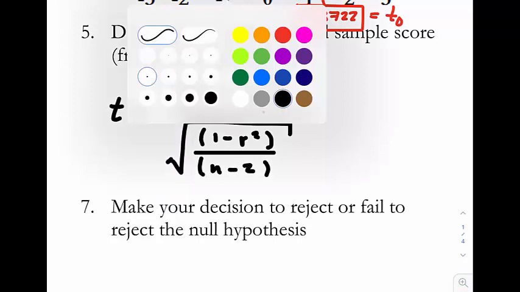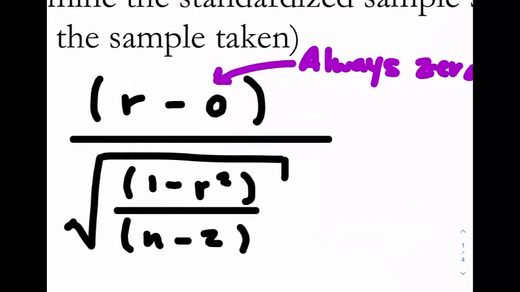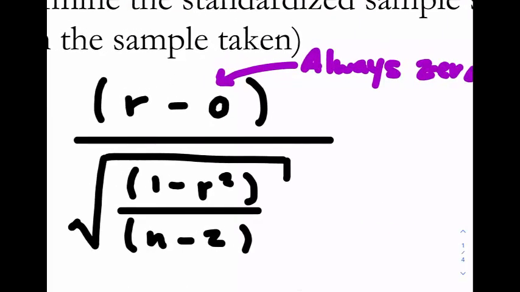One of the things to point out here, just like it was with the dependent means, is that this will always be 0. Again, that's because we're assuming that rho is equal to 0. That's the claim, and we've done that before, like in chapter 9, where you take the sample statistic minus the claim. Since our claim is 0, that's always going to be 0.